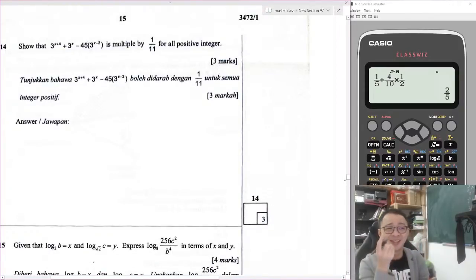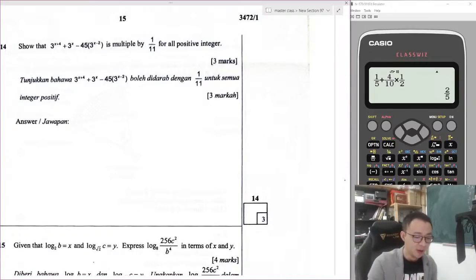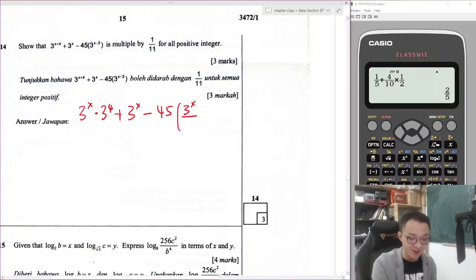Okay, this one will be a little bit hard if you are not so good at indices. Alright, so what I want to do right now is, this is 3 power of x plus 4, multiply 3 power of x minus 45, 3 power of x, minus 3 power of x plus 2. Alright, so this one is 81 times 3 power of x plus 3 power of x, minus, this 9 will give me 5 times 3 power of x.